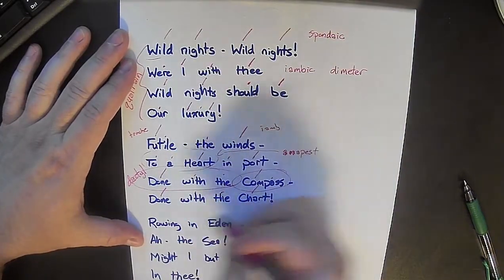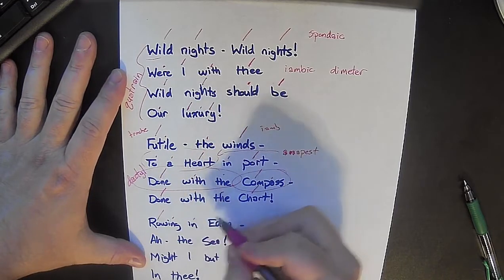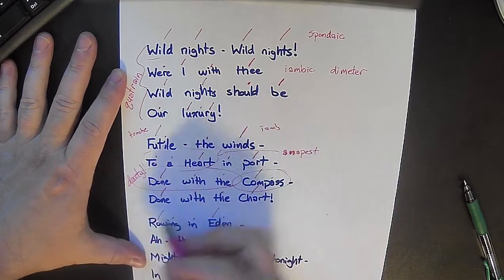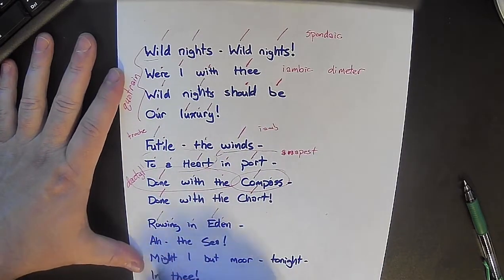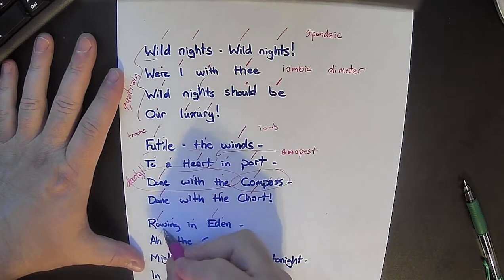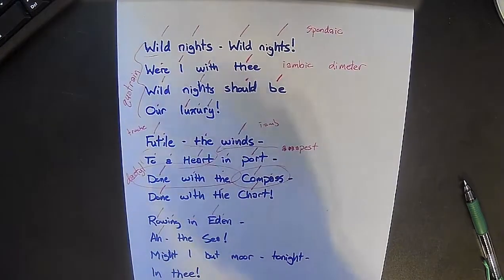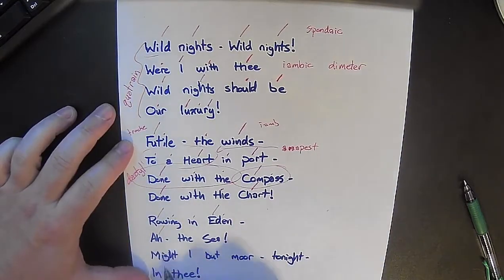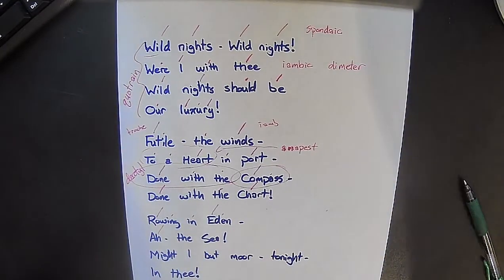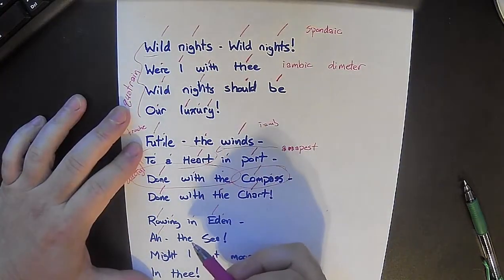Rowing in Eden. I'm going to stress that. Rowing in Eden. So she's doing the same thing here. There's a dactyl. Dot, dot, dot, dot, dot. You know, rowing in Eden. She's got a dactyl and a trochee. And then there's something really interesting here. Rowing in Eden. And she feels like she's setting up that dot, dot, dot, dot, dot, dot, dot, dot.